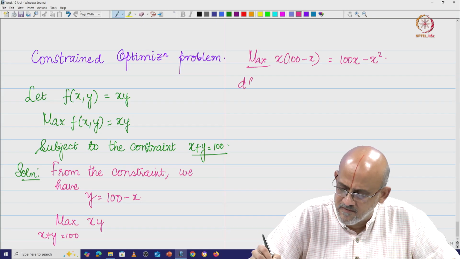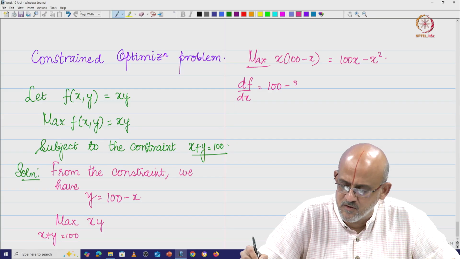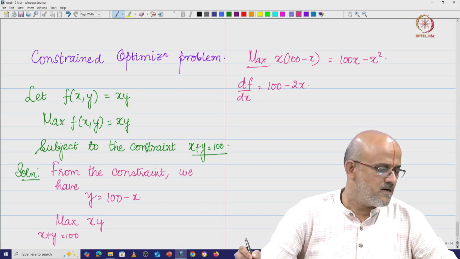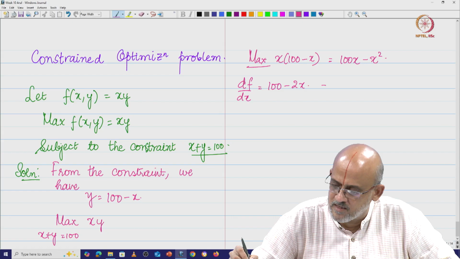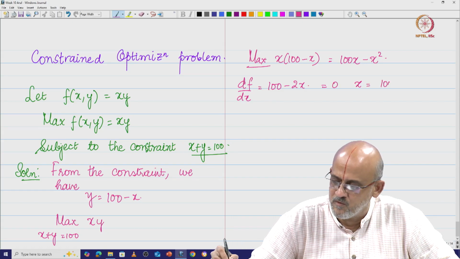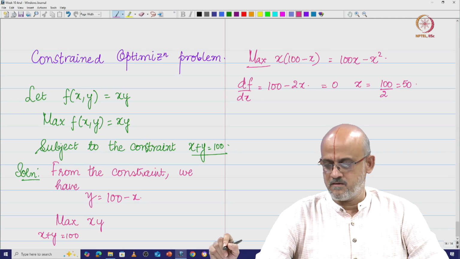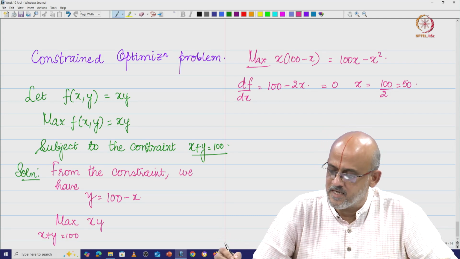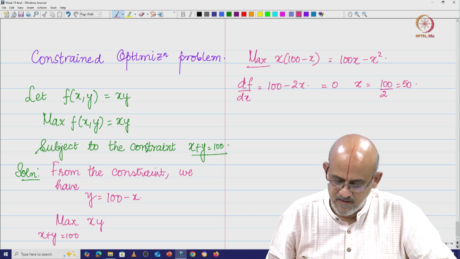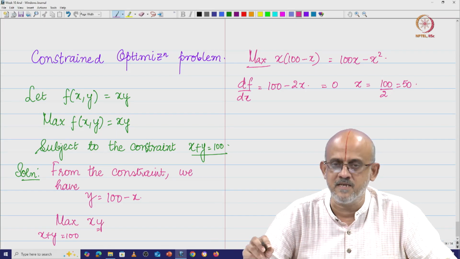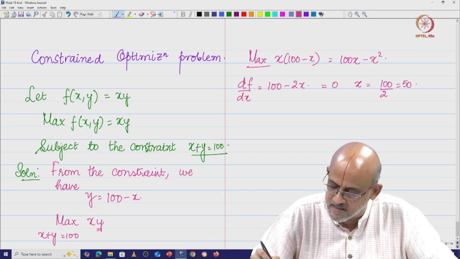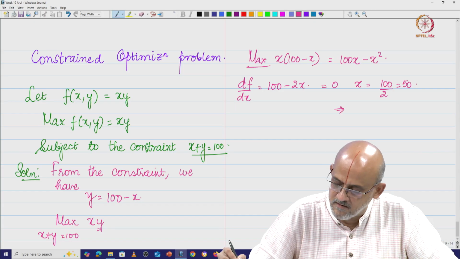Let me take the derivative of this. df by dx is equal to 100 minus 2x. If you equate this to 0, I get x is equal to 100 by 2, which is 50. If I get x is equal to 50, I can always find y, which is going to be another 50, right. We will come back to this.